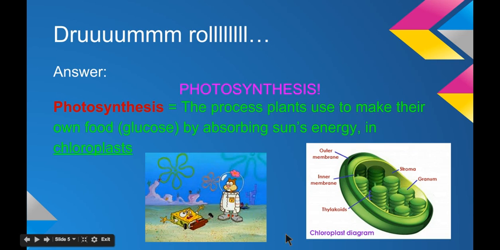Photosynthesis takes place in chloroplasts. Remember those green organelles that look like they have stacks of coins inside? Those are the chloroplasts. They're only present in plant cells because only plant cells need to do photosynthesis.